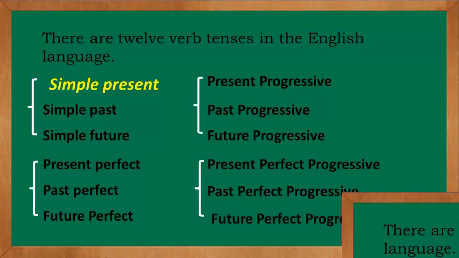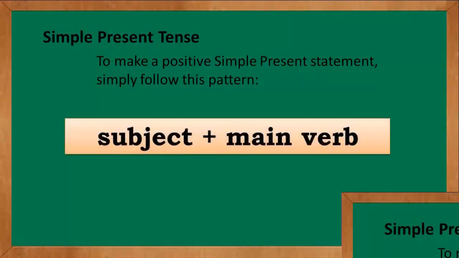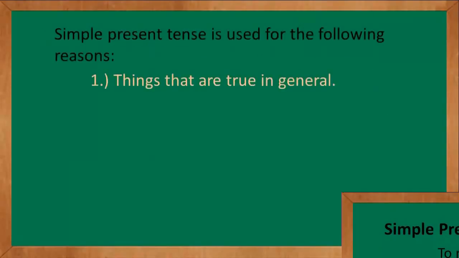This lesson will talk about the simple present tense. To make a positive simple present statement, simply follow this pattern: subject plus main verb. Simple present tense is used for the following reasons.